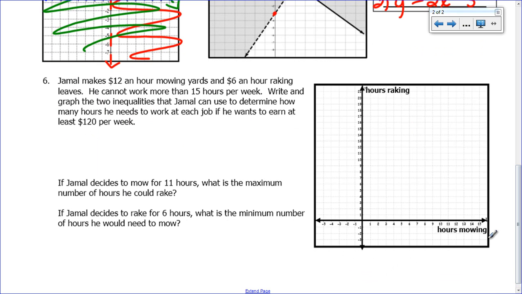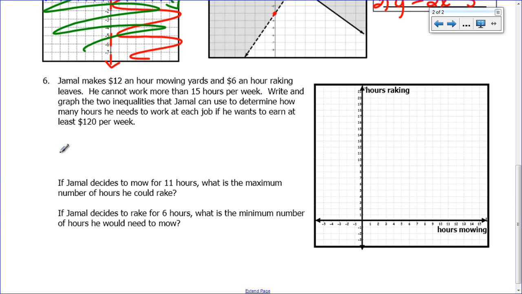So let's do one more. Jamal makes $12 an hour mowing yards and $6 an hour raking leaves. He cannot work more than 15 hours a week. Write and graph the two inequalities Jamal can use to determine how many hours he needs to work at each job if he wants to earn at least $120 a week.